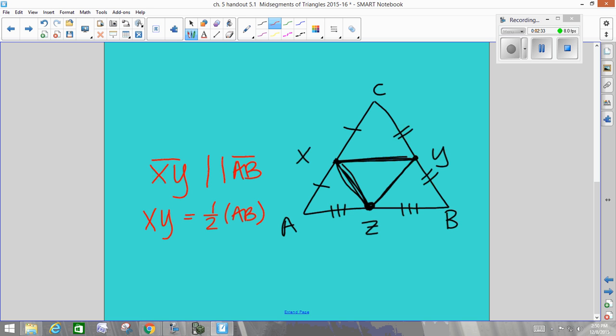So let's pretend that the length of AB is 10. What would be the length of XY then? 5, good, because it's half of that. If AB is 100, what's XY? 50, good. If XY is 150, what would AB have to be? 300, excellent. So if you go from small to big, you double it. If you go big to small, you're going to cut it in half. Cool.